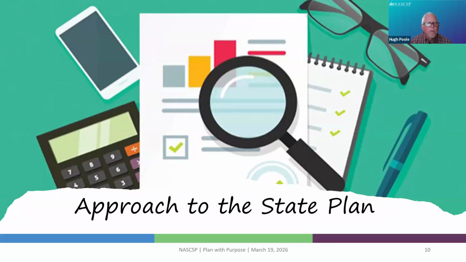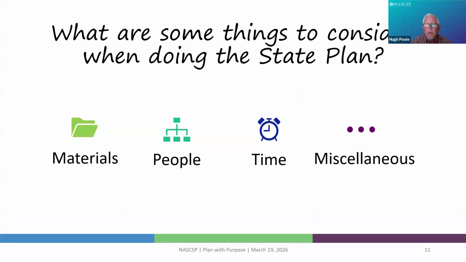A couple of things we've got up here on the slide. You've got to consider materials, people, time, and then this other bucket that we call miscellaneous. Under materials, do you have, for instance, a copy of previous years' state plans, just to jog your memory about what that might look like, what's involved?